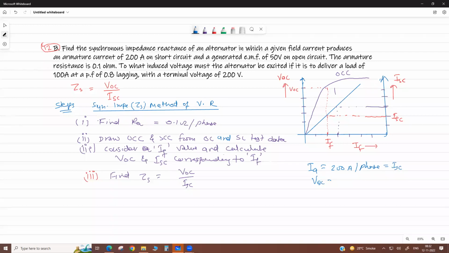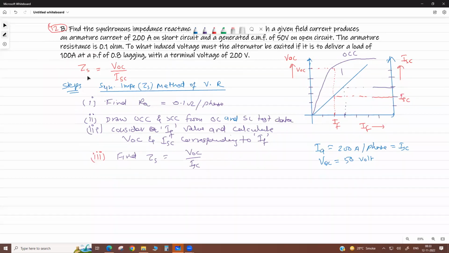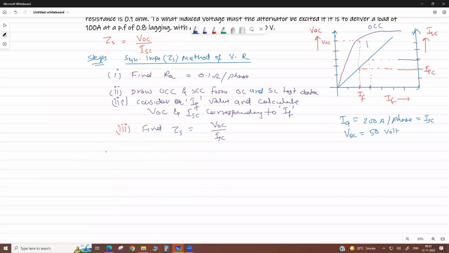But your open terminal voltage is given as 500 volt. It is a line voltage because your voltmeter is connected between two phases. Correct now? Let me draw this diagram here. So this is the three-phase armature winding of your alternator, okay.